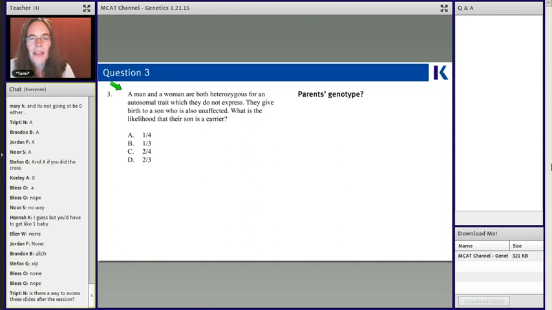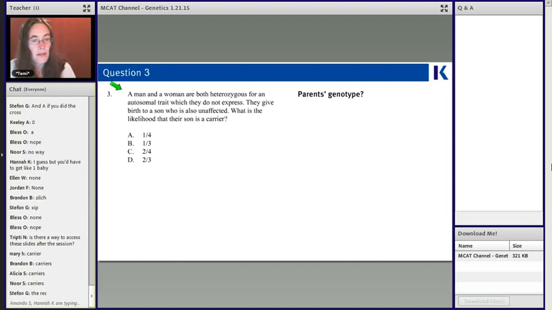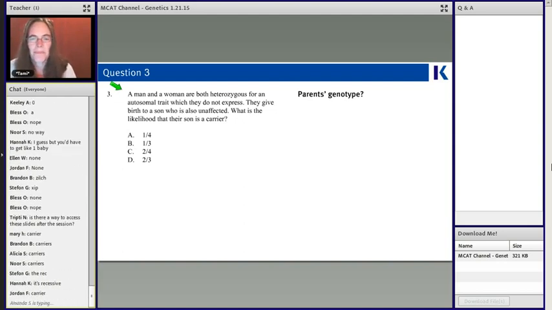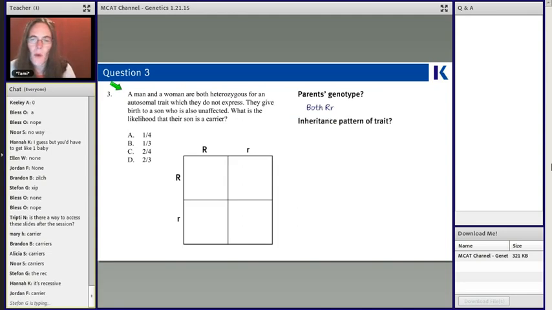If they are heterozygous for an autosomal trait that they do not express, what does it mean that they don't express it but they're heterozygous? They're carriers. Good. Excellent. They give birth to a son who is also unaffected. What is the likelihood that their son is a carrier? All right. So I'm going to look at this. This is a recessive trait. And I'm going to look at what I have for my possibilities. What is the chance that their son is a carrier?